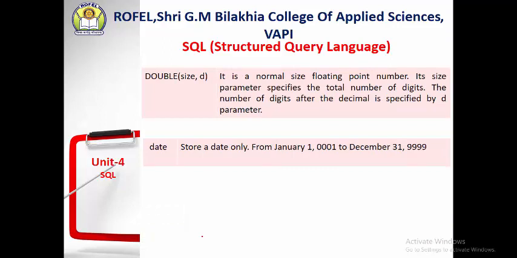After the float, next is the double. Now double also contains two parameters like size and d. Same way, the size is the normal size of the floating point number, and the d is the number of digits after the decimal point. But compared to integer, it contains more size. Next is date. Date data type is used to store only the date, that is from 1 January 1000 to December 31st 9999. So date is used to store only the date values.